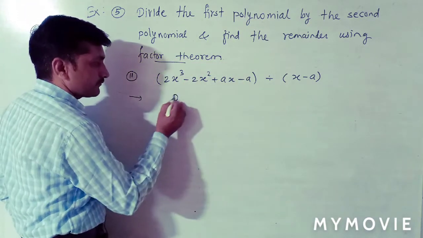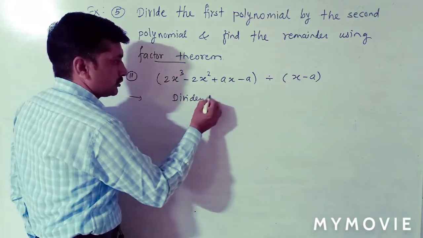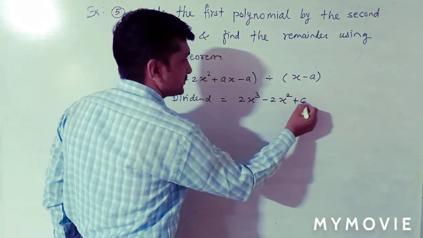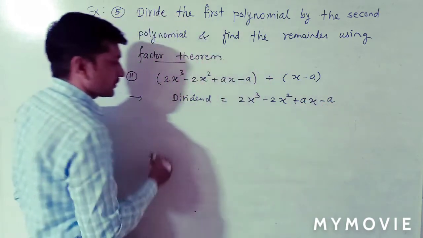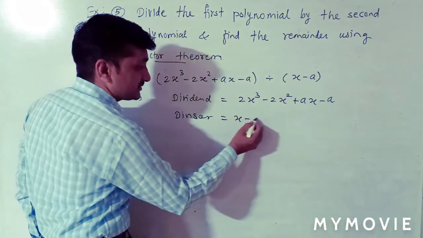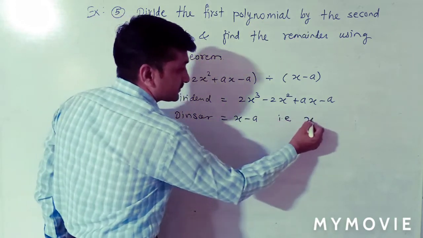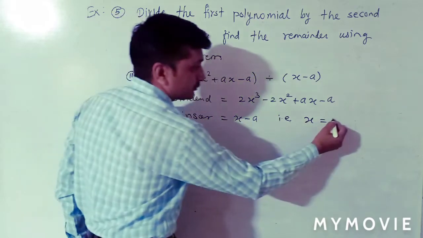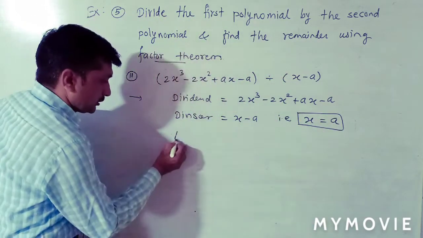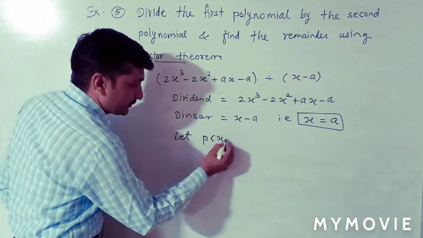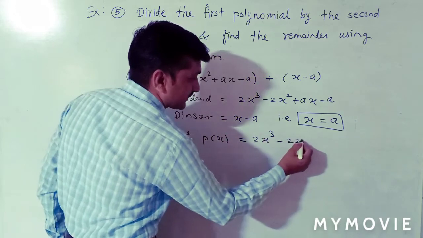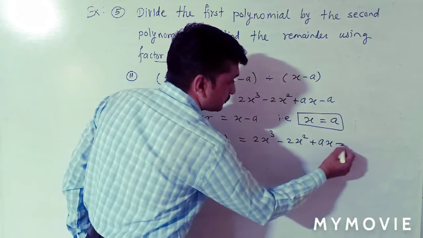Example number 2 of the fifth question. Solution. Dividend is equal to 2x cube minus 2x square plus ax minus a. Divisor is x minus a, that is x is equal to the opposite of minus a, plus a. This is the value of x. Let p of x be the polynomial, meaning the dividend. Dividend is this: 2x cube minus 2x square plus ax minus a.